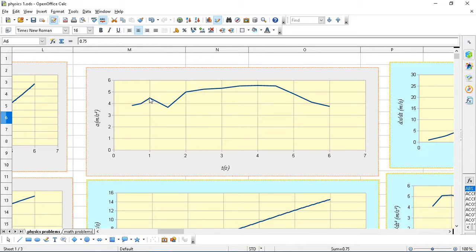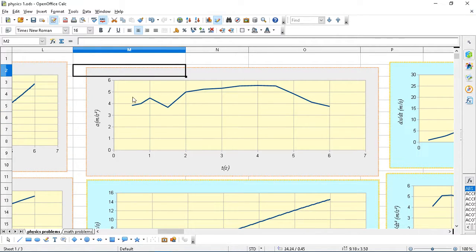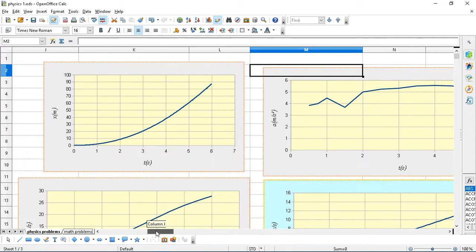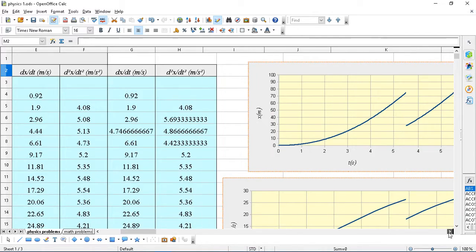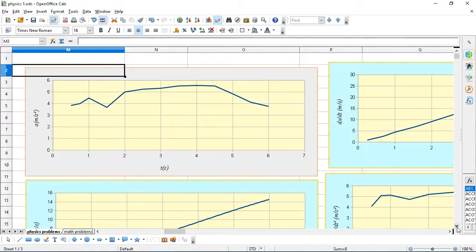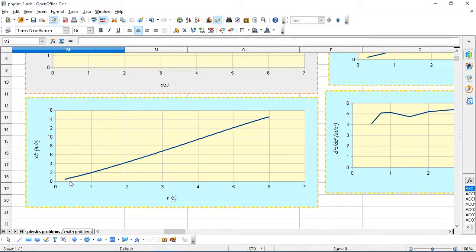This is the plot of acceleration. You can see how it varies. Varies quite a lot for the first values of time. This plot was obtained from the data in columns D and A. This is the plot of x position versus time.